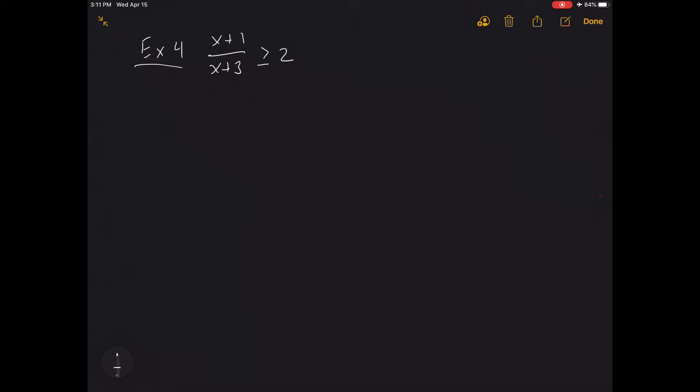Okay, last example, example 4. This time we are not dealing with strictly a polynomial. Now we are dealing with a rational inequality. In order to do this, it follows the same general rule that we started with. You have to get one side equal to 0.